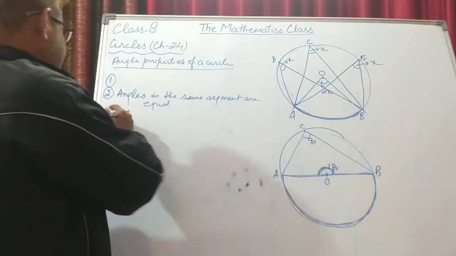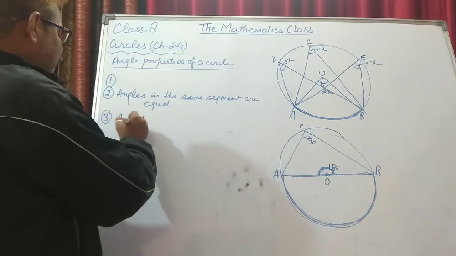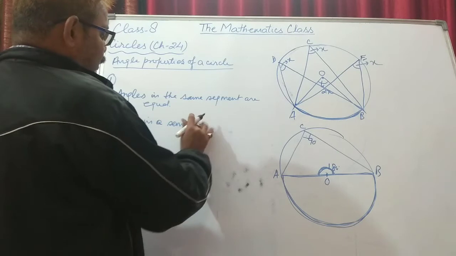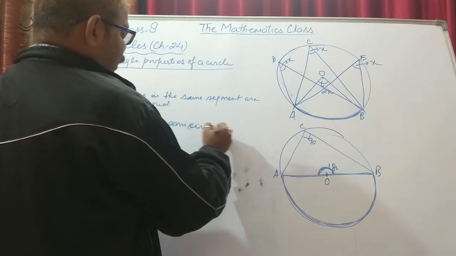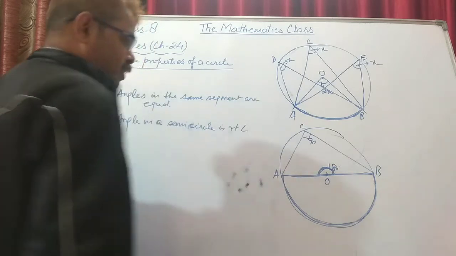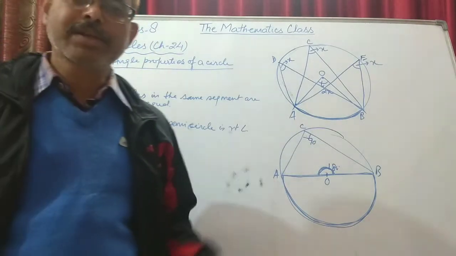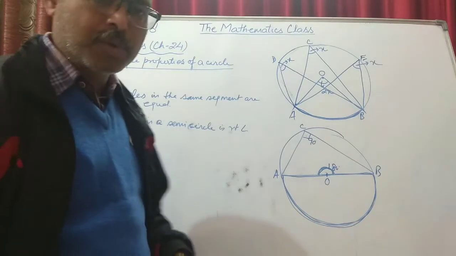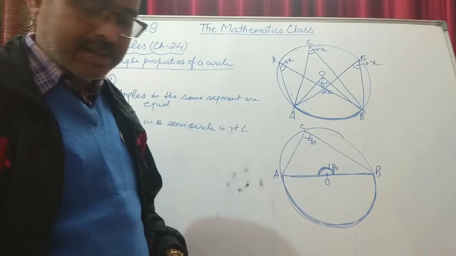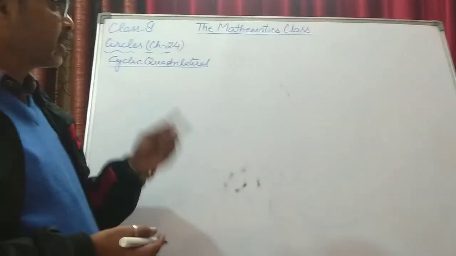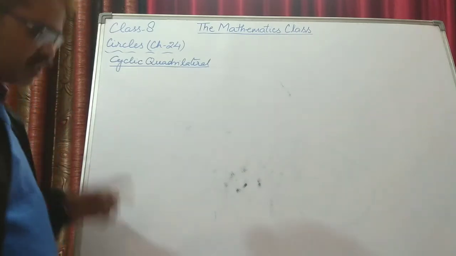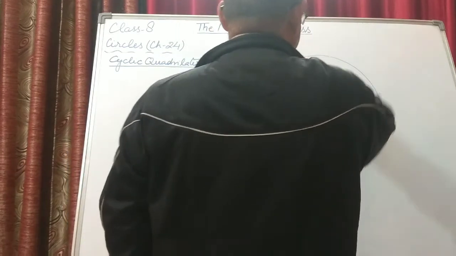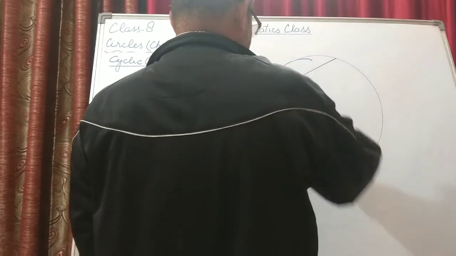So according to this, the third point is that the angle in a semicircle is a right angle. Any angle made in a semicircle is 90 degrees or a right angle. Then there is one more thing, but I'll just rub this out first. The next topic is cyclic quadrilateral. So what is a cyclic quadrilateral? First of all, suppose this is a circle and I draw a quadrilateral inside this.